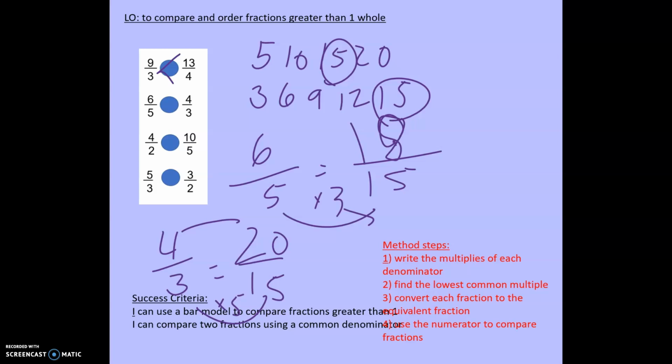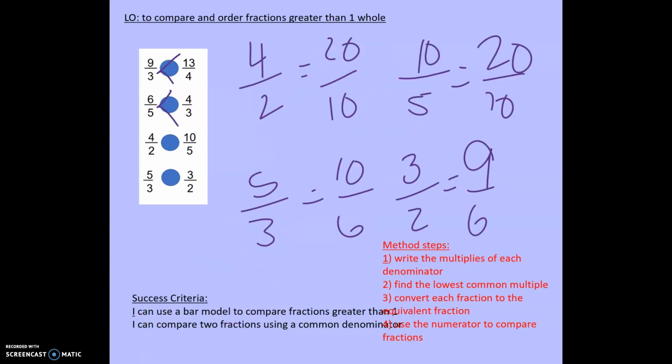So 6/5 is less than 4/3 because 6/5 is equivalent to 18 15ths. 4/3 is equivalent to 20 15ths, and 20 15ths would be the better chunk to have. Go and see if you can do 4/2 and 10/5, and 5/3 and 3/2, and then come back for the answers.